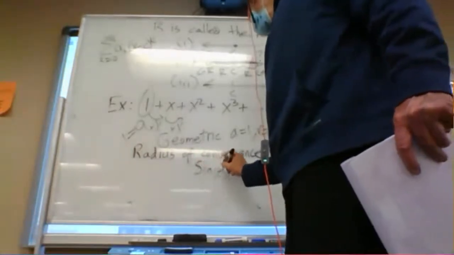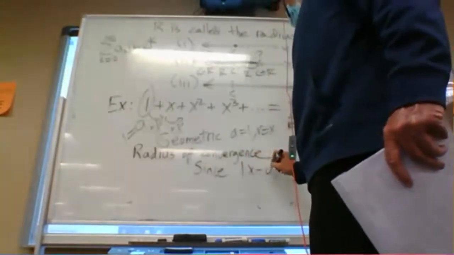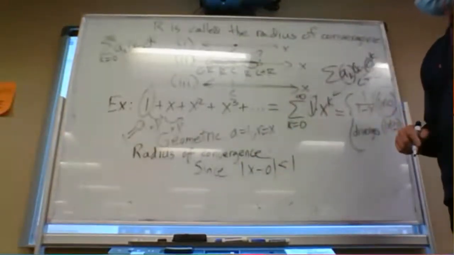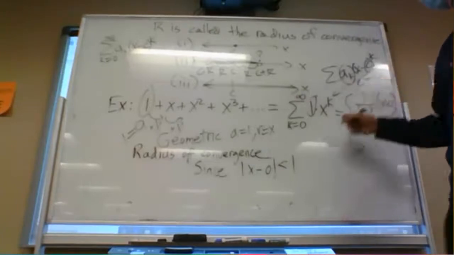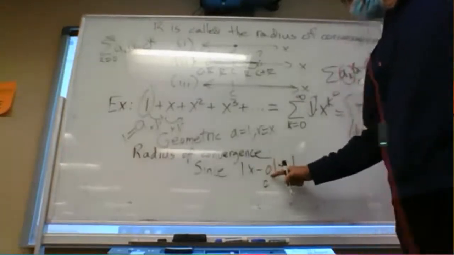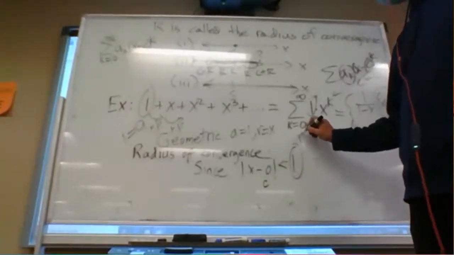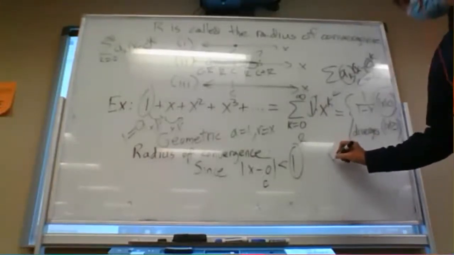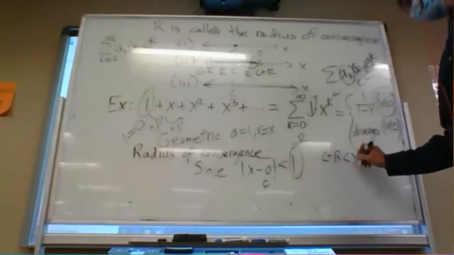Well, look at this interval here. The interval of convergence is absolute value of x less than 1. Since we have convergence for absolute value of x minus 0 less than 1, I'll write it that way. That tells us, remember, c is equal to 0. Using the theorem for convergence of power series with c equals 0, that tells us that the radius of convergence is 1.